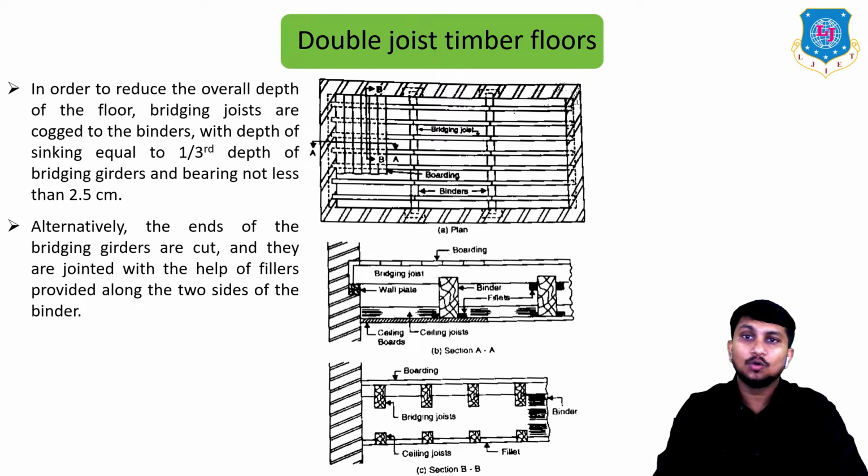In order to reduce the overall depth of the floor, bridging joists are cogged to the binders with a depth of sinking equal to one-third depth of bridging joists and bearing not less than 2.5 centimeter. Alternately, the ends of the bridging joists are cut and they are jointed with the help of fillers provided along the two sides of the binders.